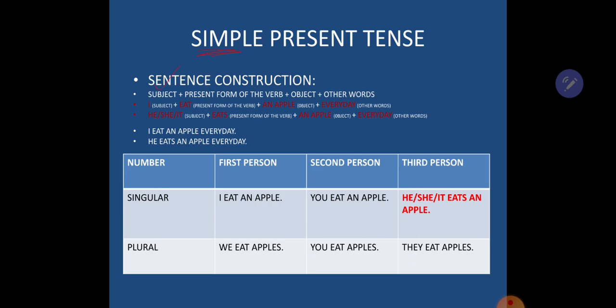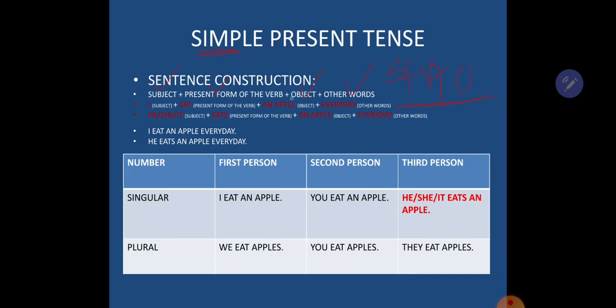Subject plus present form of the verb plus object and other words. In English, we have the SVO pattern. SVO pattern means subject. Subject is the doer of the action. Then comes the present form of the verb. When we look at the verb, when it is in the present form, we can make out that the sentence is in present tense. Then comes object and other words.